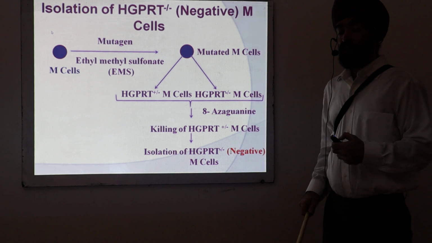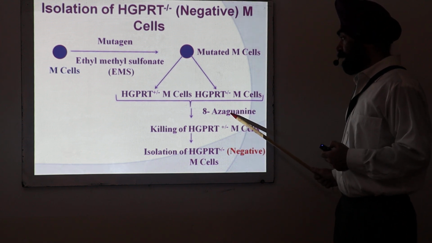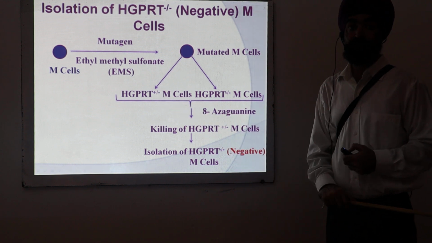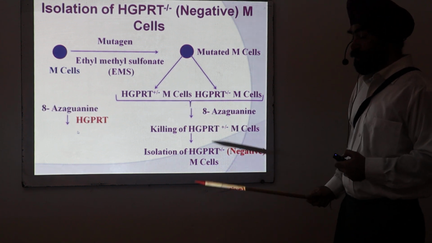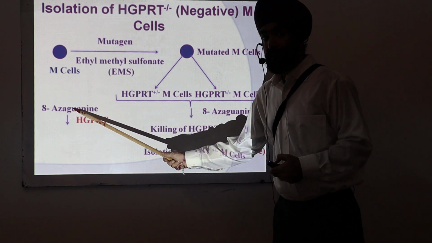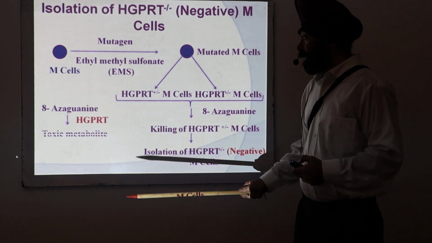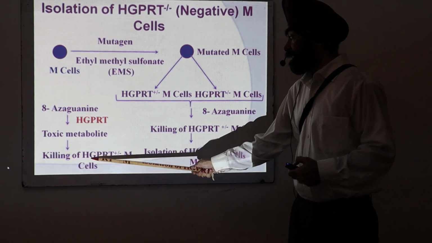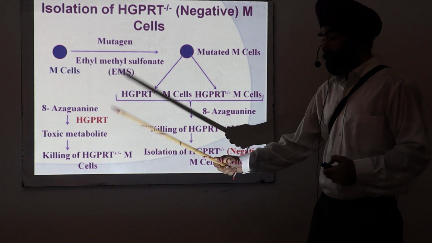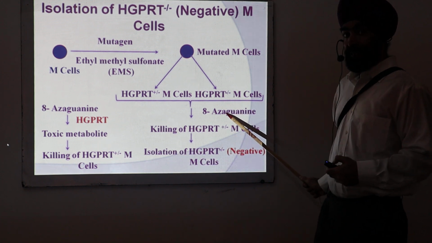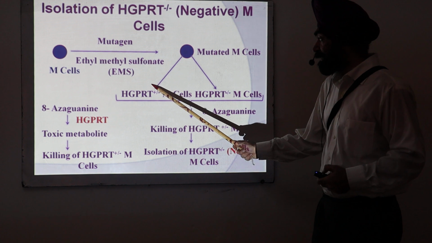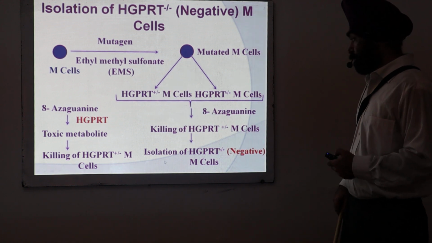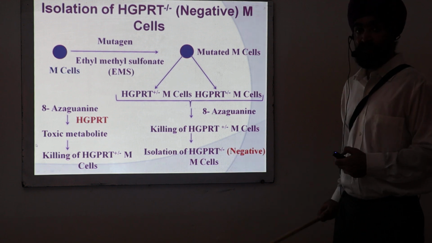Now the point is, why does 8-azaguanine kill the HGPRT positive myeloma cells? The reason is that 8-azaguanine, in the presence of HGPRT, produces a toxic metabolite, which is lethal to the cells that contain HGPRT. That means if this 8-azaguanine is added, then the toxic metabolite will kill these cells, not these cells. So you selectively isolate these kind of myeloma cells.